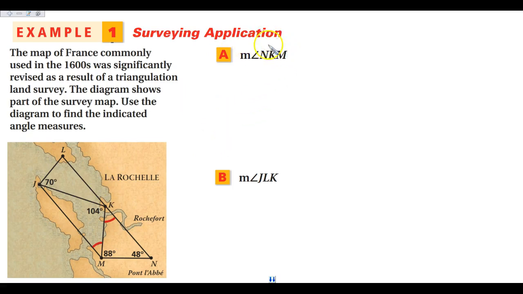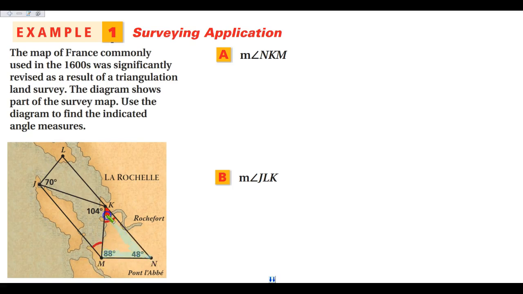So the first angle we want to find the measure of is angle NKM. Here's N, here's K, here's M. So here's angle NKM right here. This is the one we're looking for, in this corner here. I see that I have the measure of angle M and the measure of angle N.